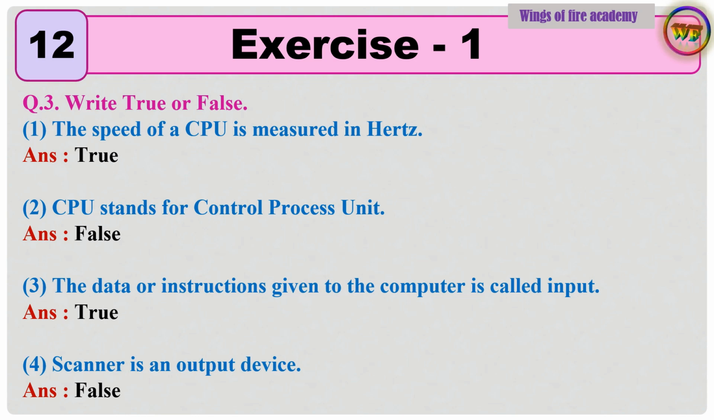Question number 3. Write true or false. 1. The speed of a CPU is measured in hertz. Answer: true. 2. CPU stands for Control Process Unit. Answer: false. 3. The data or instructions given to the computer is called input. Answer: true. 4. Scanner is an output device. Answer: false.